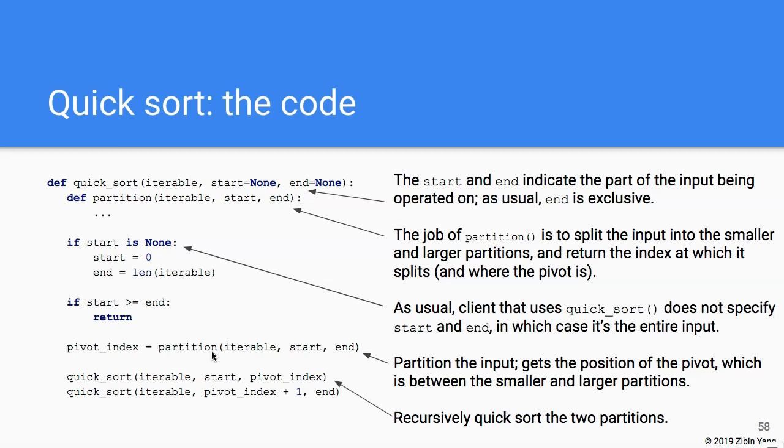We partition the input, and then we get as a return value from partition where the pivot is. Then we'll quick sort everything from start up to the pivot, but not including the pivot. Right? Remember, this is exclusive. And then we quick sort the larger part, which is pivot plus 1 all the way to the end. So that's two recursive quick sort calls.